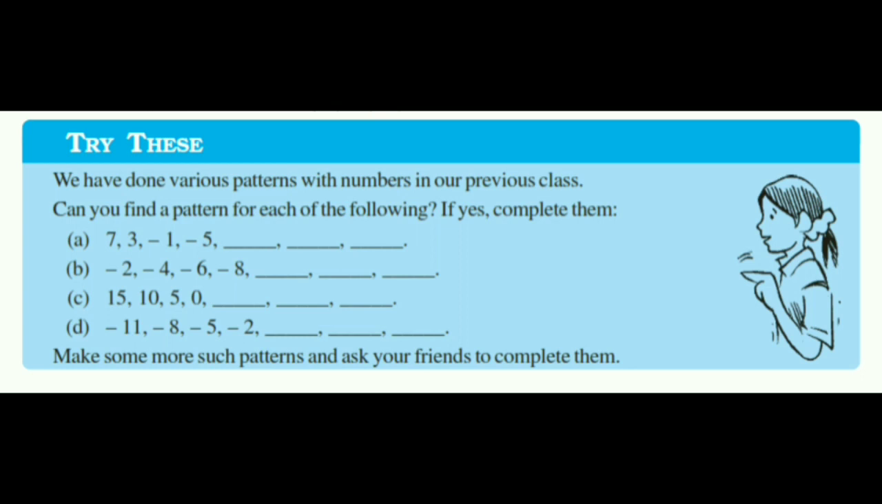Now children, you here try to understand that 7 and 3. 3 is by how many numbers it is less than 7? By 4 numbers. Correct? 7 minus 4 gives us 3. Again 3 minus 4 gives us -1. Again -1 minus 4 gives us -5. Now -5 minus 4 gives us -9.